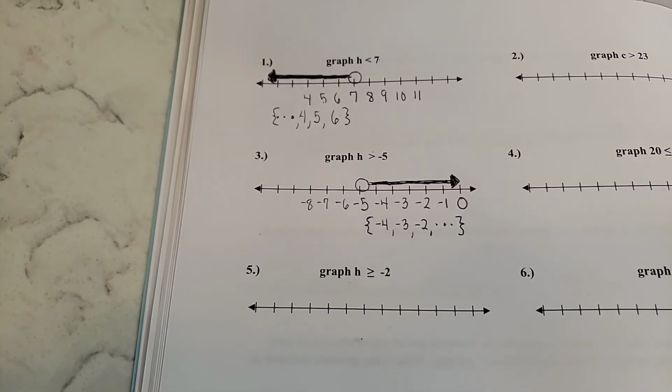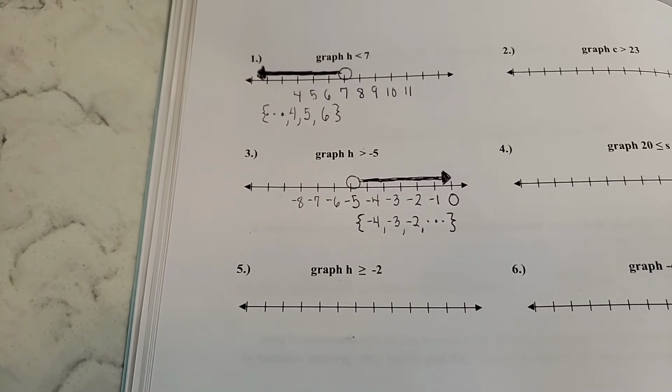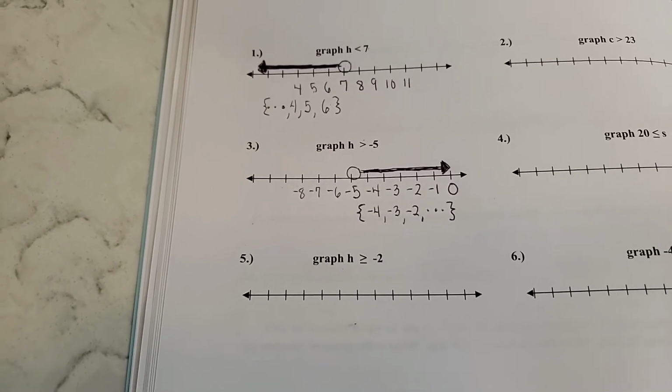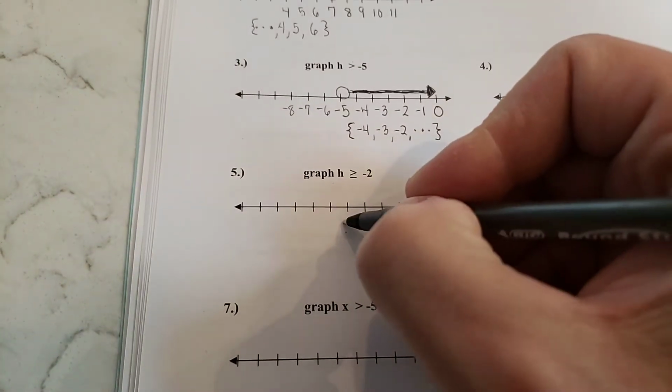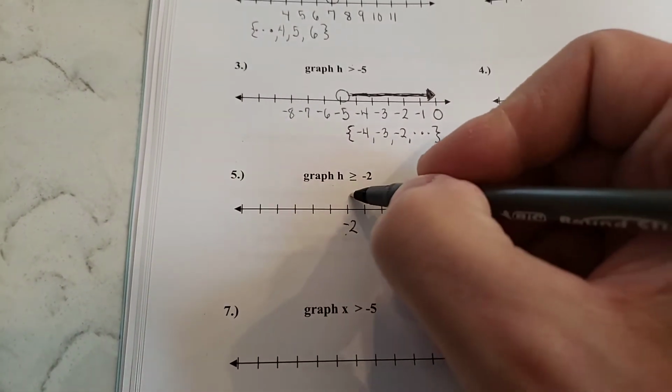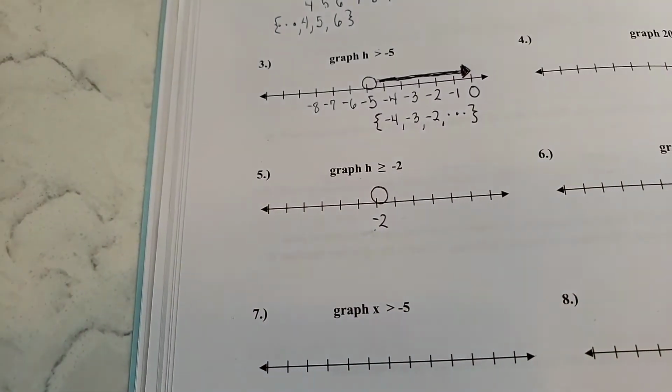Pause me again if you need to finish up or take a look at everything. This is where it gets a little different. Let's go look at number 5. So let's take that -2. Let's put that smack in the middle. Let's put our bubble up top if you want. I usually do that first.